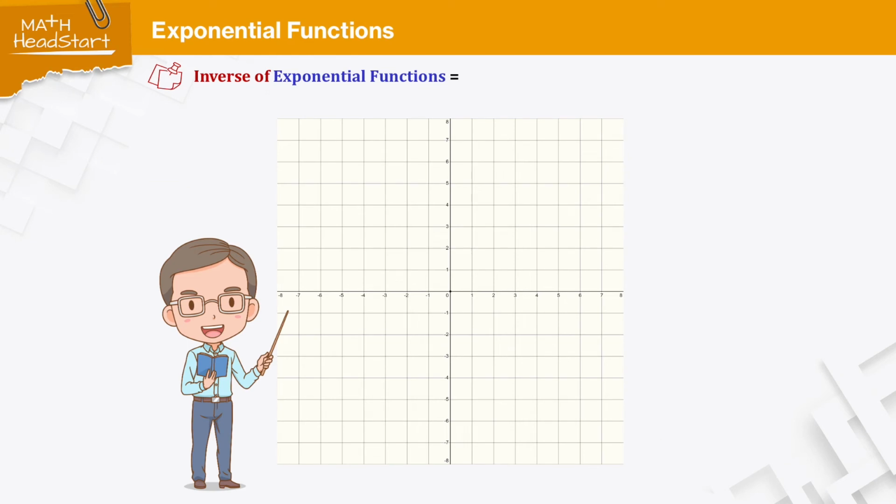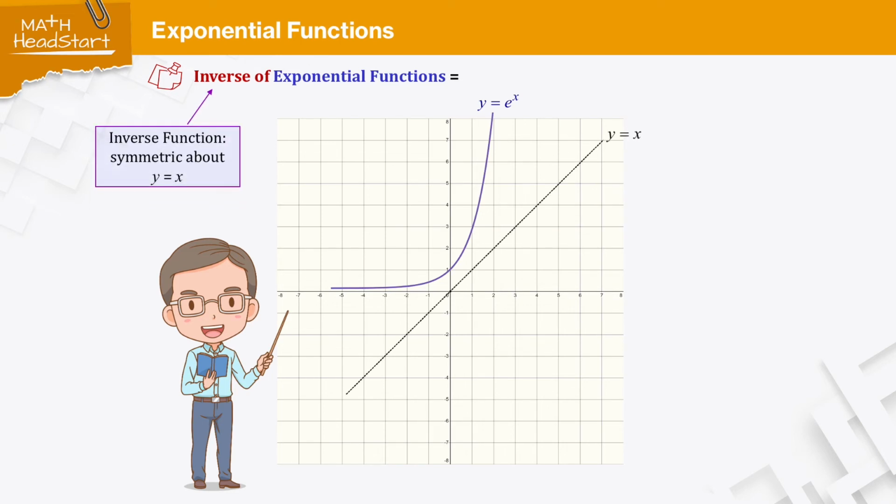Next, I want to highlight the connection between exponential and logarithmic functions. Here is a graph of y equals e to the x. When we try to draw its inverse function, the function is symmetric about y equals x. Here is the inverse graph of y equals e to the x, which is called y equals natural log of x, or ln x, which is a logarithmic function. So the inverse exponential function becomes a logarithmic function.